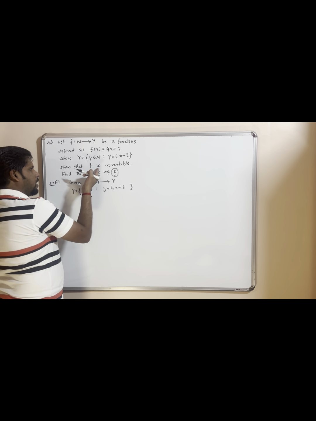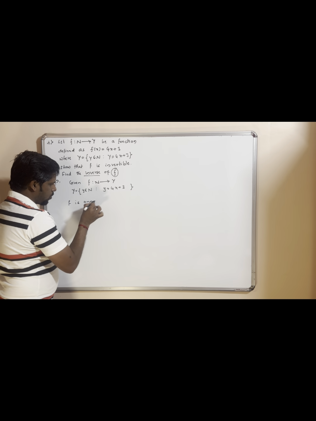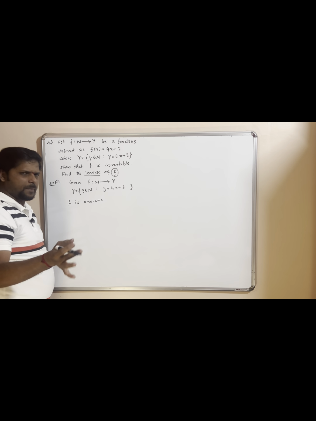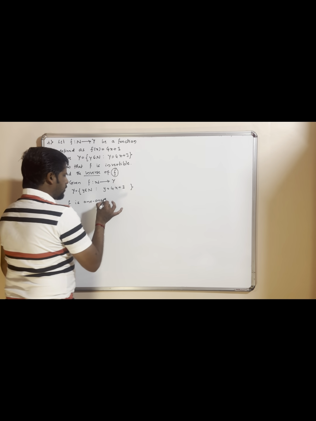So here to show that f is invertible, again we have to show that f is one-one and onto. That is f is bijective. If f is bijective, then only inverse is going to exist, right?